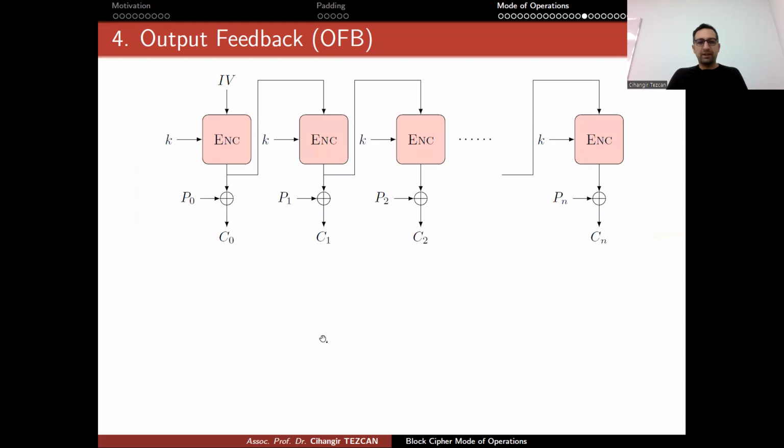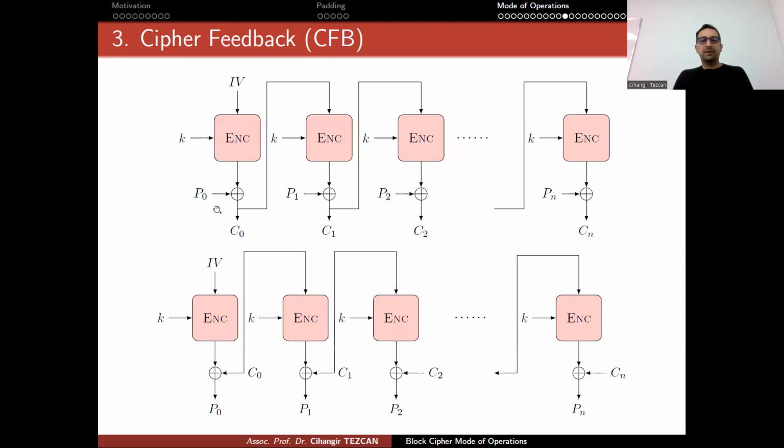Let's look at the picture and then we will talk about what the difference is. As you can see, it looks almost identical to CFB. Let me go back to CFB and see what the difference is. Here, this line comes from after the XOR. If you take this line and put it here, then you obtain OFB. That is the only difference.